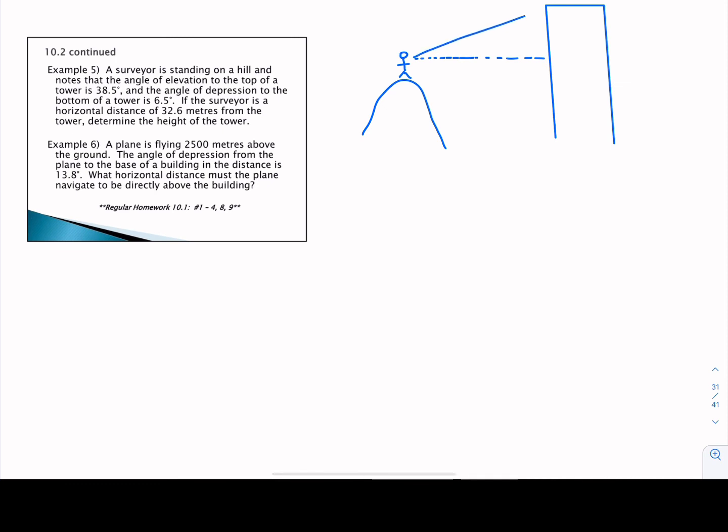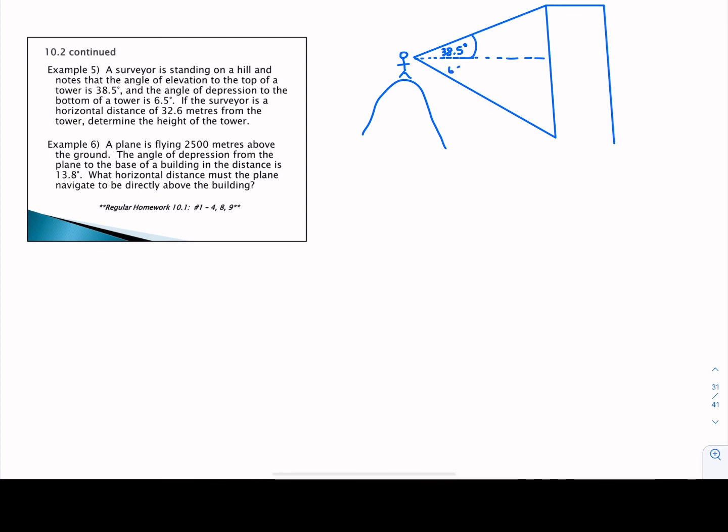So if you can imagine that this angle of elevation is where we're getting that 38.5 degrees, they also say that there is an angle of depression to the bottom of that same tower measuring 6.5 degrees. So it's okay that this is not to scale. We're just trying to sketch the information that we're given. So 38.5 degrees is sitting above that eye line or above the horizontal.